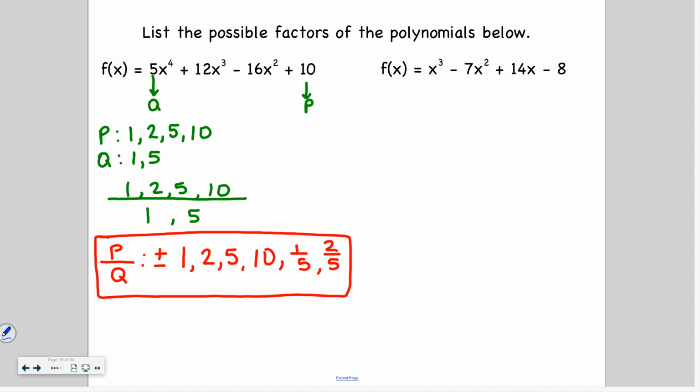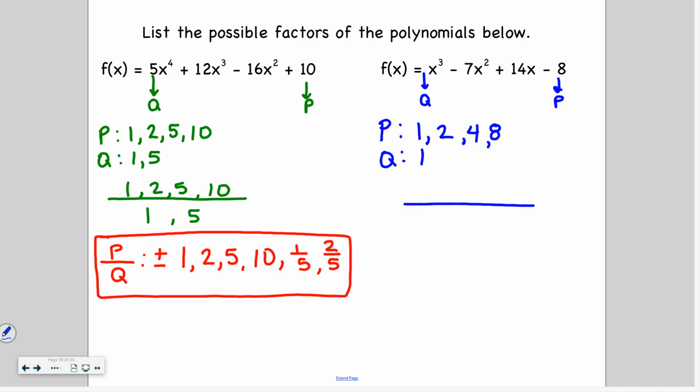All right, so you should have paused it. You should have tried this on your own to make sure that you get the same thing I do. But if I look at this, my Q is 1, my leading coefficient, and my leading coefficient is always, remember, it's always the number in front of my biggest exponent. So there's nothing there, it's a 1. My constant is 8, so that is my p. So my factors of p are 1 and 8, 2 and 4. My factors of q is just 1.